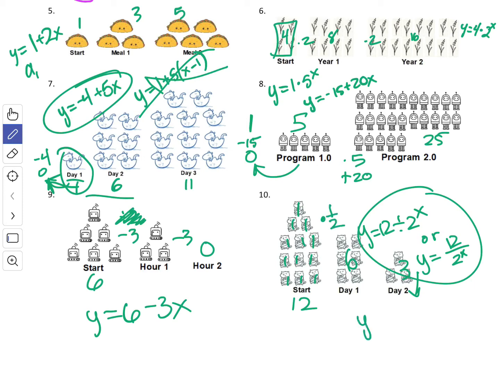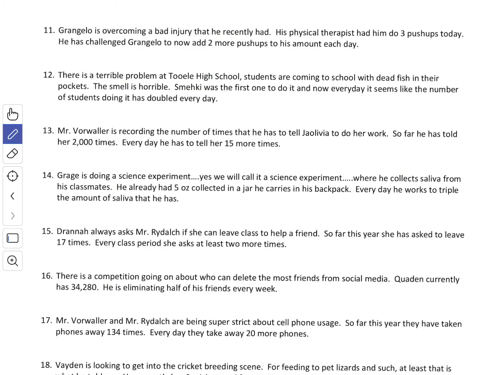So instead of dividing by 2, it's like we're cutting it in half. So we're timesing by a half. So we should go y equals 12 times 1/2 to the x. Alright, so we've got our pictures there. So let's take a look at some story problems, and basically we're doing the same thing, just finding out where it starts, how it grows.